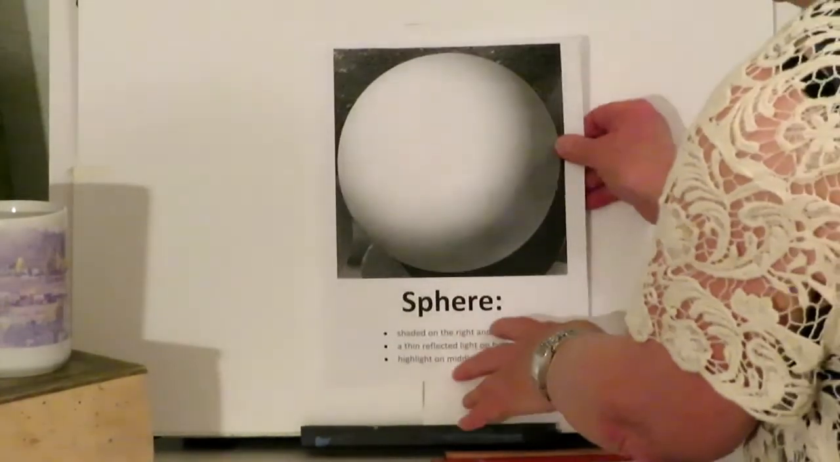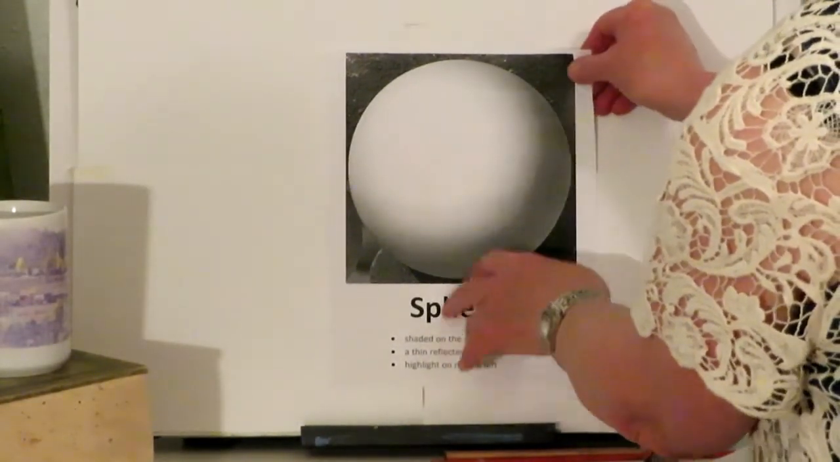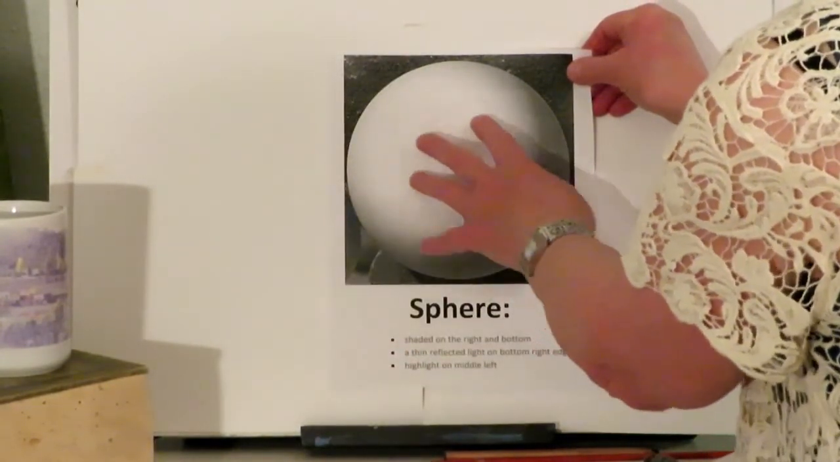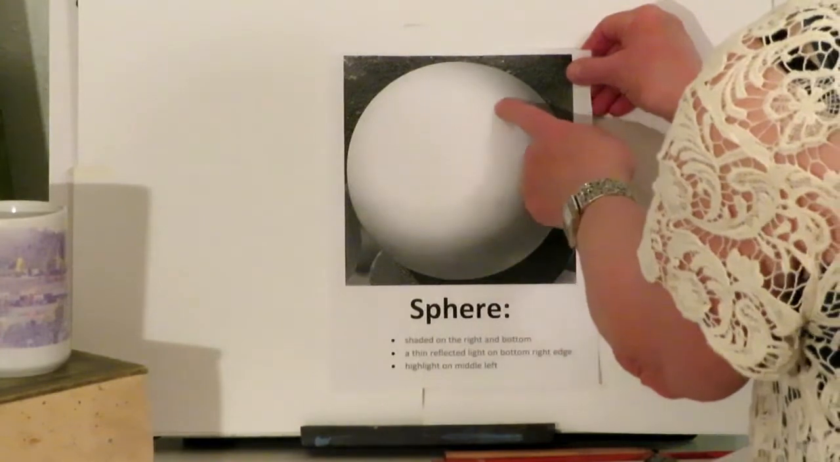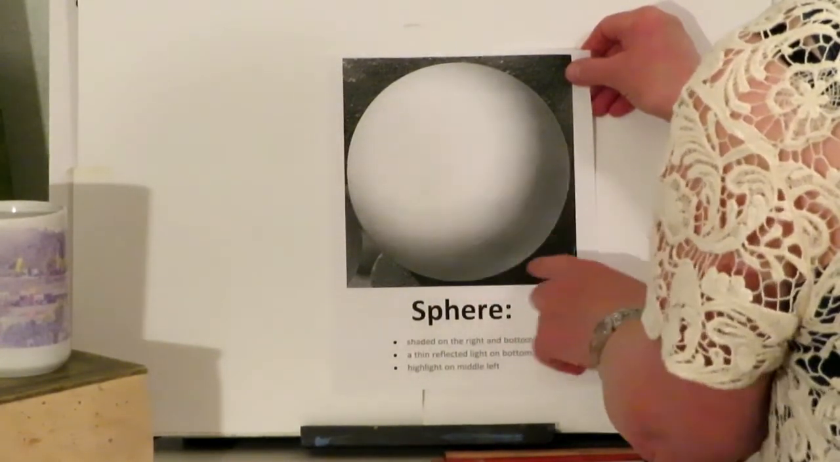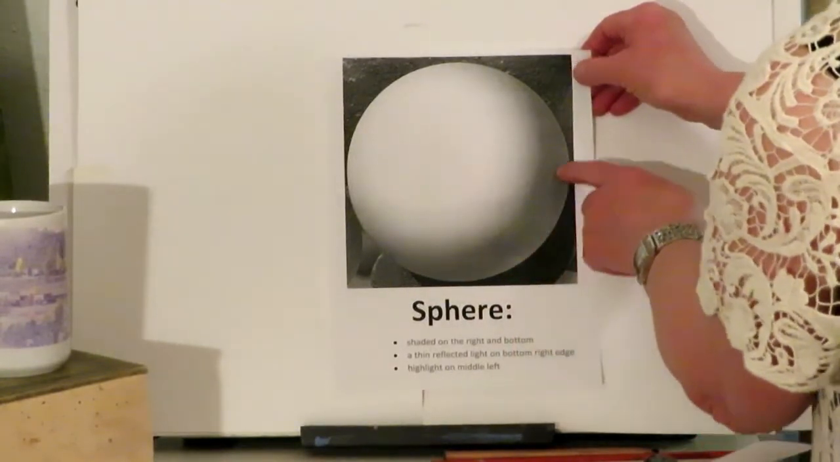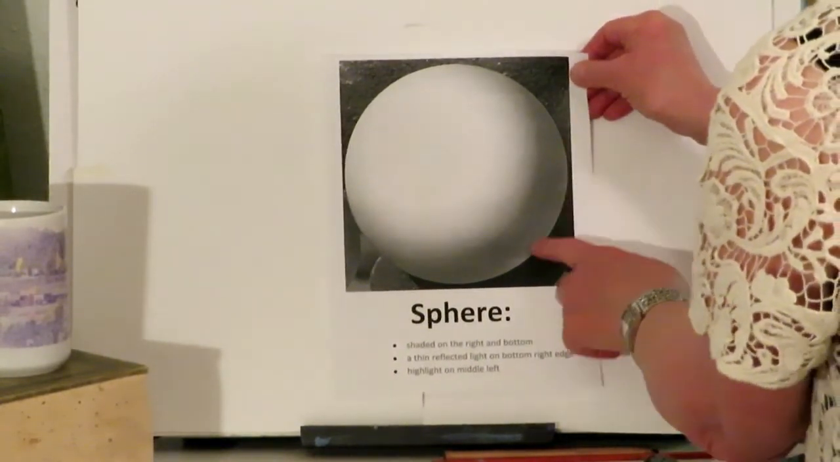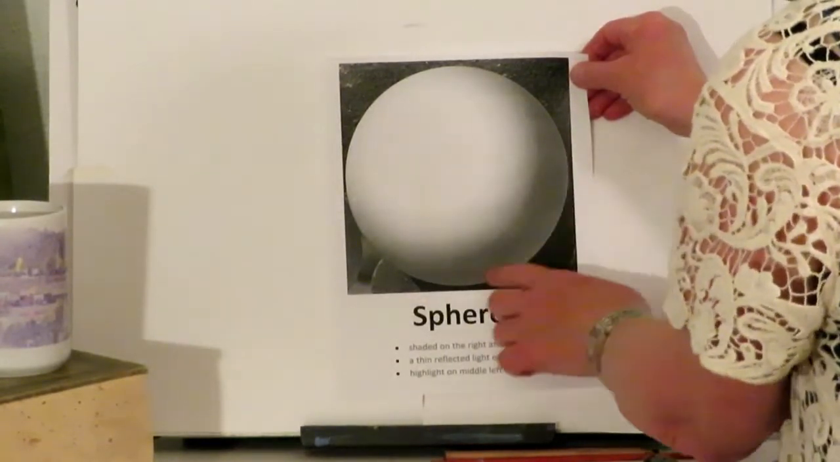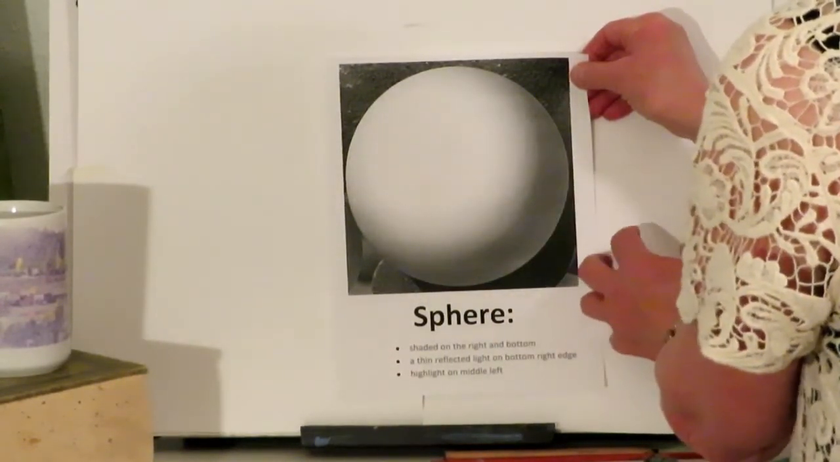So what I want you to do for homework or practice is draw a sphere and shade it. And here you can see that this light's coming from here, and there's gradated shading. You don't see a definite line, but it's blended evenly. And then notice, I don't know if you can see this on camera, but right here there's a highlight, a reflected light off of surfaces around it. So that's very important to have the reflected light.